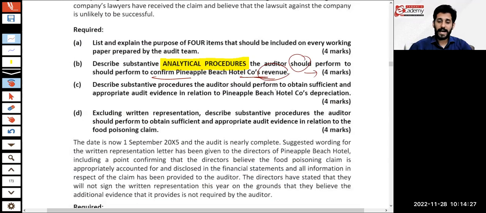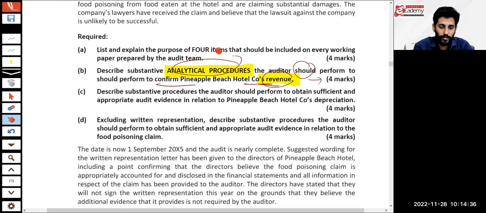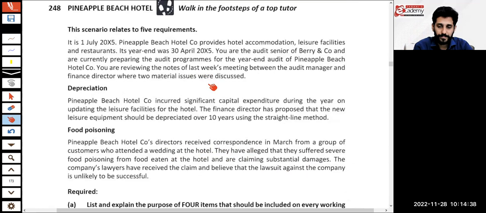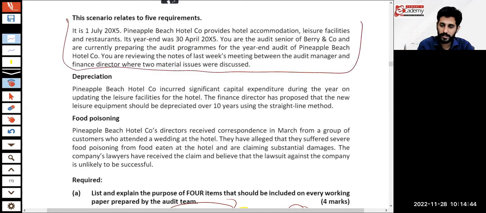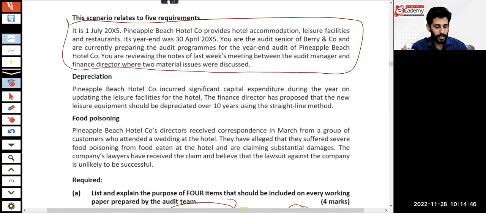Now let's move on to the case. This is the substantive analytical procedure to verify the revenue, and revenue is an income statement item. So first of all, I want you people to read this information at least. Read this case, hurry up, so that I will be able to draft the answer.